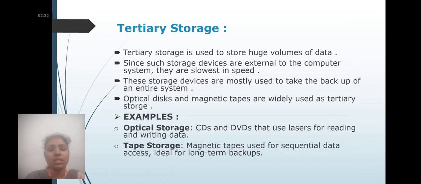Tertiary storage. Tertiary storage is used to store huge volumes of data. Since such storage devices are external to the computer system, they are slowest in speed. These storage devices are mostly used to take the backup of an entire system. Optical disks and magnetic tapes are widely used as tertiary storage. Examples: optical storage, tape storage. Optical storage like CDs and DVDs use lasers for reading and writing data. Tape storage like magnetic tapes is used for sequential data access, ideal for long-term backups.